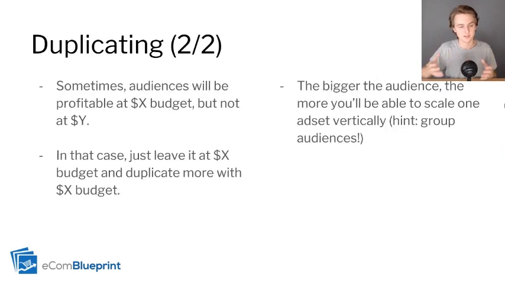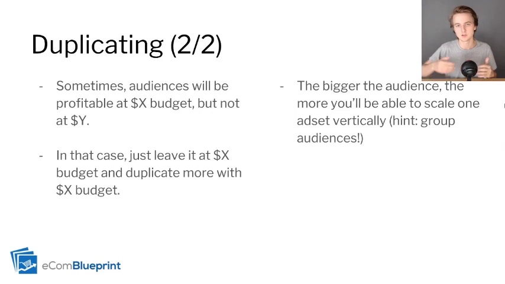So just another important detail about the duplication scaling method. Sometimes your audiences will be profitable at an X budget, but not at Y. So for example, if you're testing audiences at $50 and you have an audience that's super profitable at a $50 budget, but then when you try to duplicate it to $200, it stops working. It stopped being profitable. In that case, just leave it at X. So, with that example, just leave the audience at $50.